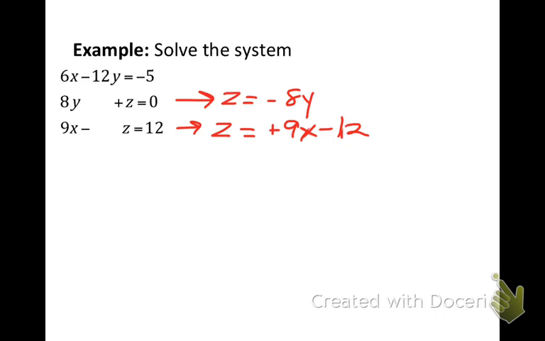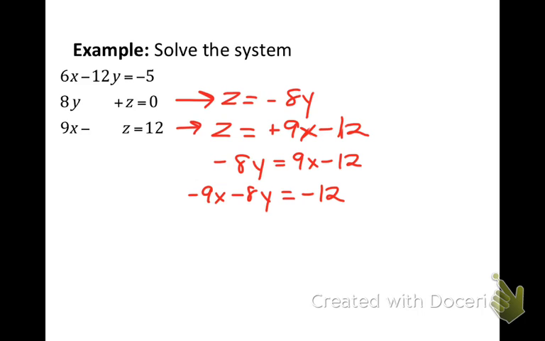So because these are both equal to z, I can set negative 8y equal to 9x minus 12. So now look up here. Now don't I have an equation that has an x and a y in it? Yeah. So do we want to do substitution? Probably not, because if I divided that out by negative 8, then I'd get all these crazy fractions. So I would move this so that it looked like this. So move that 9x over. So negative 9x minus 8y is equal to negative 12.